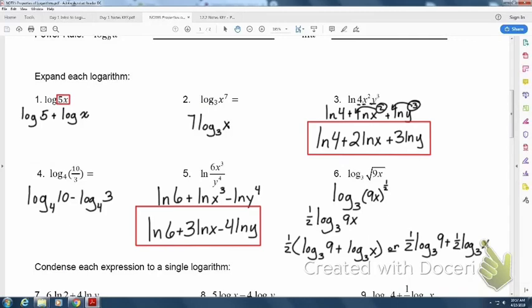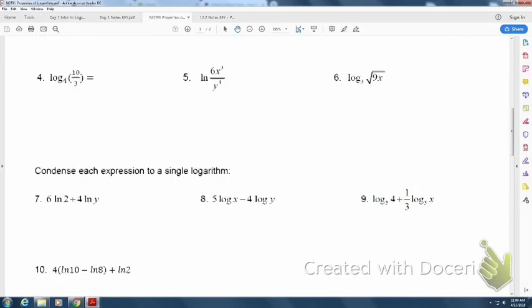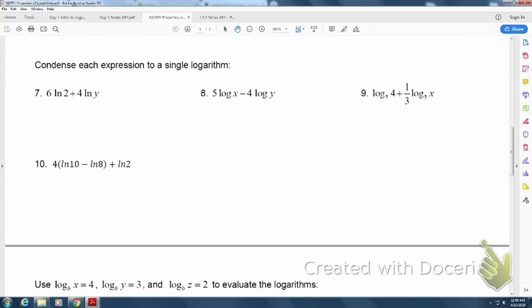Okay, so that's expanding it. You're taking one term, each one of these had one term, and we expanded it, most of them, into multiple terms, okay, except for number 2. So now, whenever you're asked to condense something, you're going to be given multiple terms, and it's going to ask you to condense it down to one single term. So everything we just did now in the reverse order.